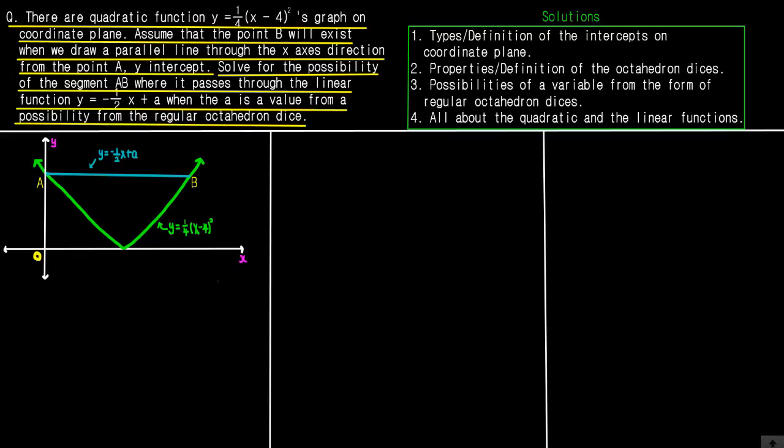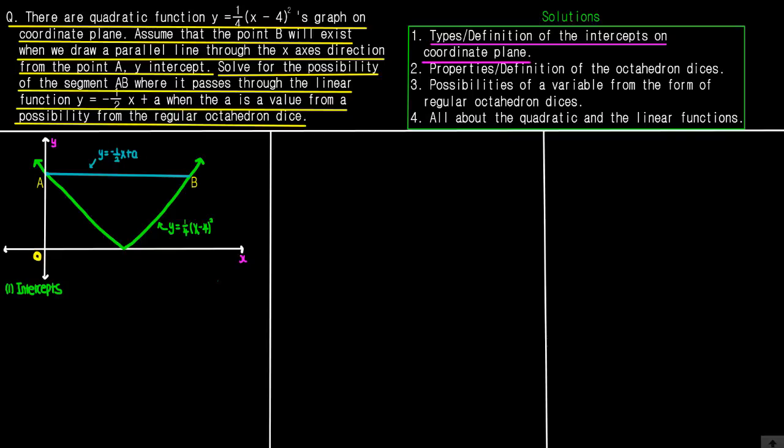So in order to approach this question, there are first things we need to know in order to solve it. The first thing that we're going to talk about is the types and the definition of the intercepts on the coordinate plane. We need to know what the intercepts are.